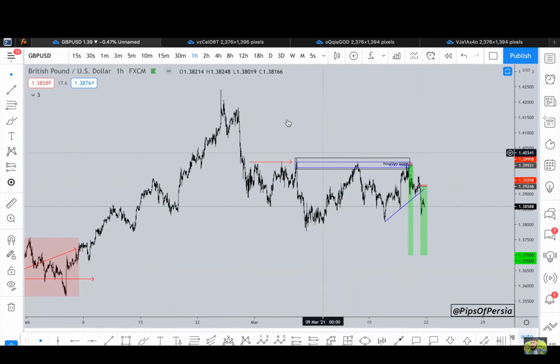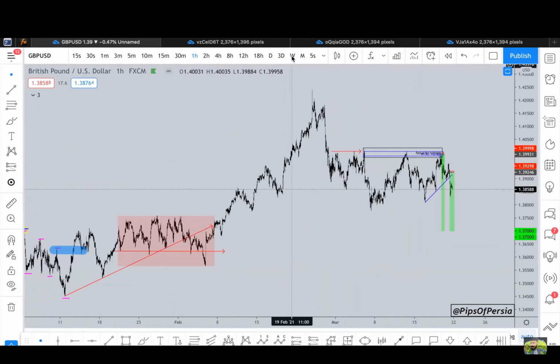So since this is an intraday scenario, we're not necessarily going to be focusing too much on the higher time frames like daily, weekly, monthly. Even 4 hour in this case wasn't necessarily relevant. This analysis was mostly on the hourly and below.